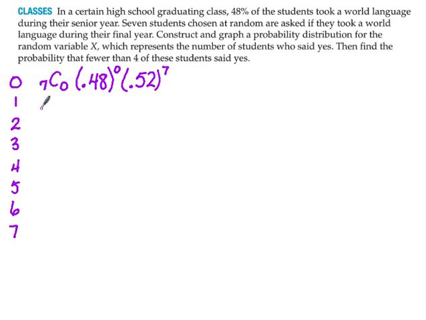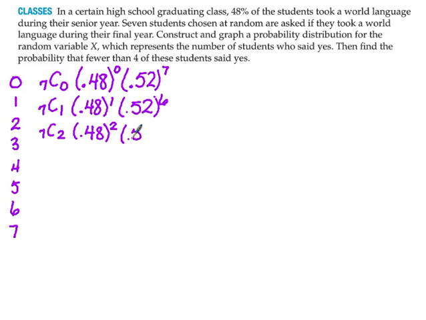So my next one will be 7 choose 1. Okay, 0.48 to the first, 0.52 to the what? 6. So you get the hang of things? Yeah. What's the next one going to be? 7 choose 2. 0.48 squared, 0.52 to the 5th.